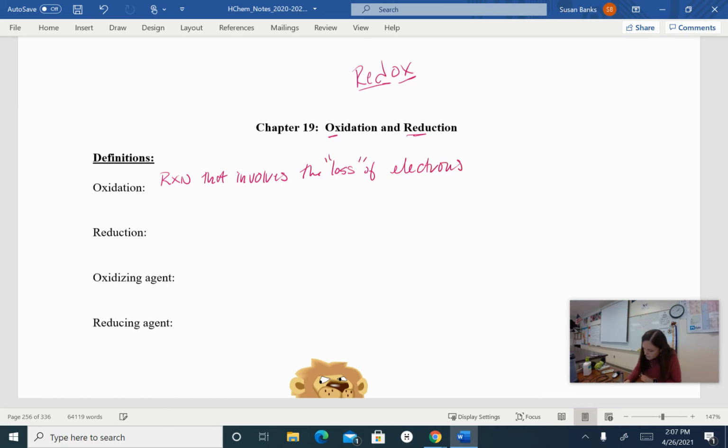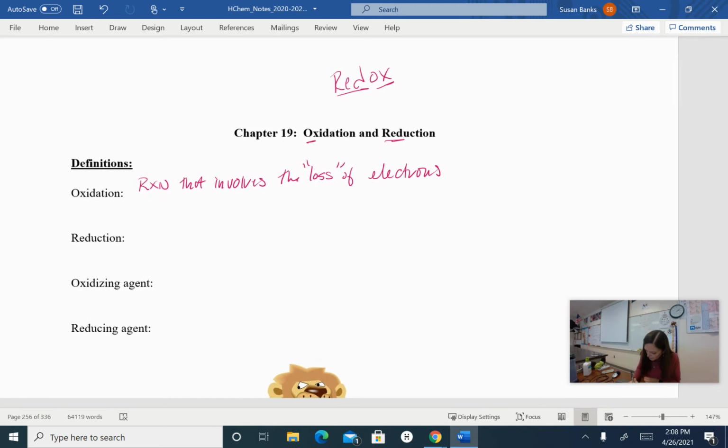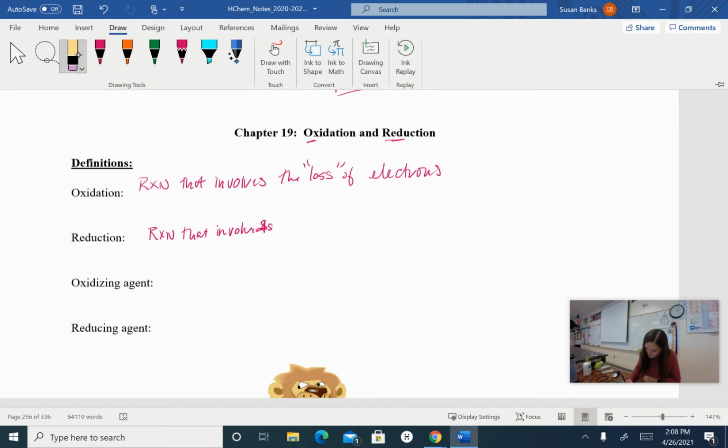And I'm going to put loss in quotation marks because we know that matter can neither be created nor destroyed. So these electrons aren't really being lost. They are going somewhere. We just need to define where they're going to. Okay? Reduction is the opposite. It's a reaction that involves the gain of electrons. Wow, I really can't write today.